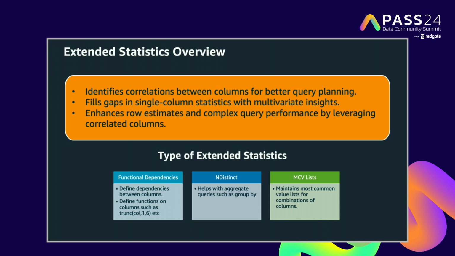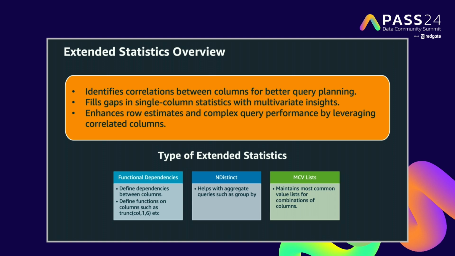Extended stats can be classified into three different categories: dependencies, NDistinct, and MCV. MCV is the most common values, which I think Raj did cover to an extent. Now, functional dependency has two categories. You might have a query which uses a function in the where clause, like truncate, substring, or things like that. For those, you can create extended stats as well as a functional index. Creating extended stats is less load on the system, but at times you might have to switch to creating indexes as well.